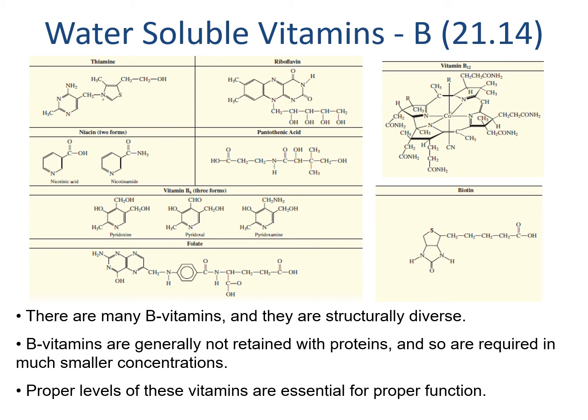A second set of water-soluble vitamins are the B vitamins. There are actually 8 B vitamins that are numbered 1 through 12. And the B vitamins are not retained with the proteins, so they're generally required in really small concentrations. Proper levels of these vitamins are essential for proper function. Each one of the B vitamins actually has a different role in the body. We're not going to get more specific than that.